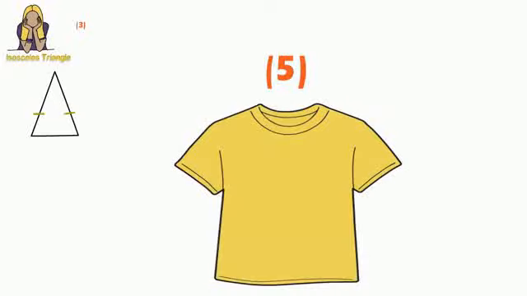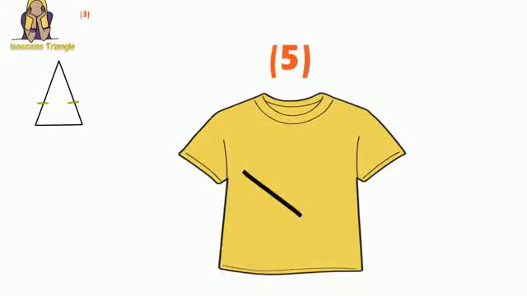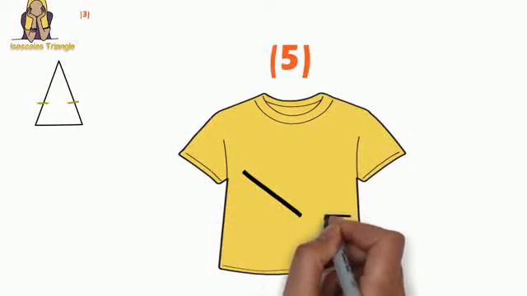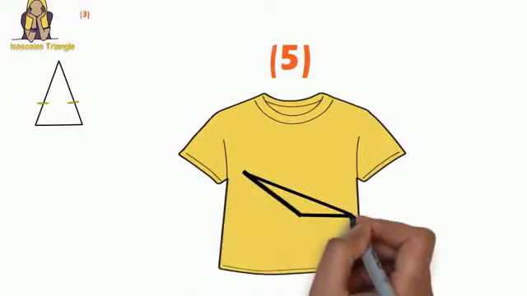Now, on number 5, I'm writing it on the t-shirt. I think I have to start wearing my t-shirt again. Come on. There's nothing wrong with triangles.